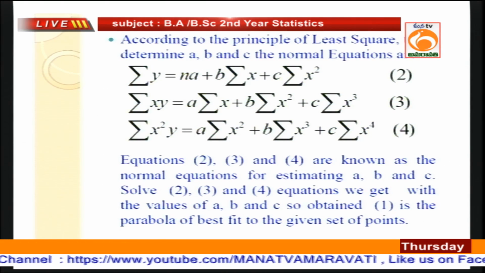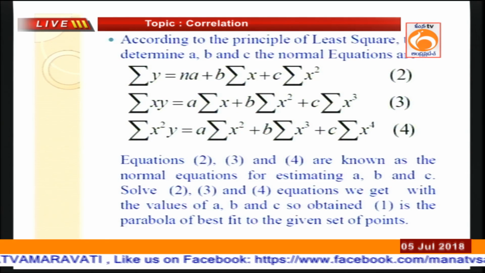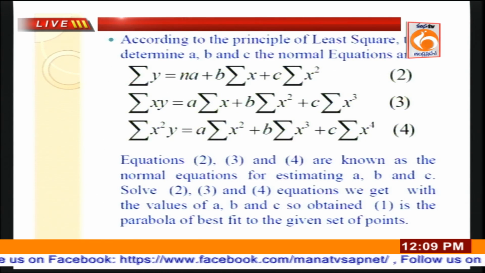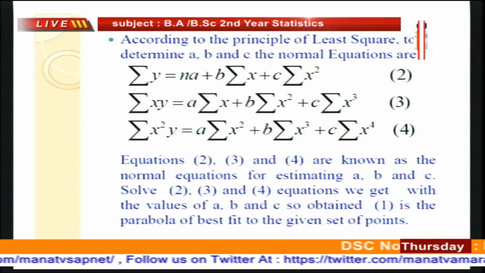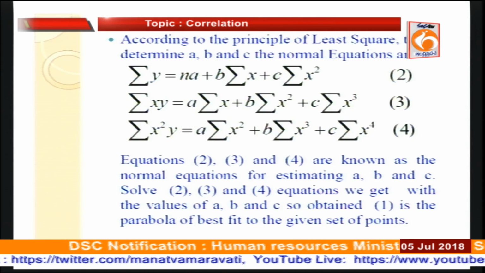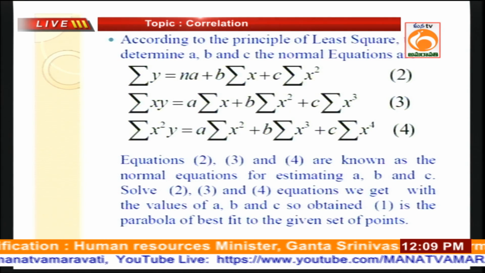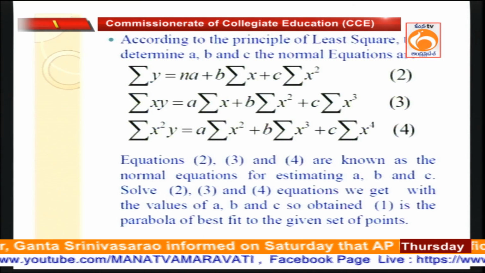Second normal equation: summation xy equal to a summation x plus b summation x square plus c summation x cube. That is the second normal equation. The third one: summation x square into y is equal to a summation x square plus b summation x cube plus c summation x power 4. This is the third normal equation.